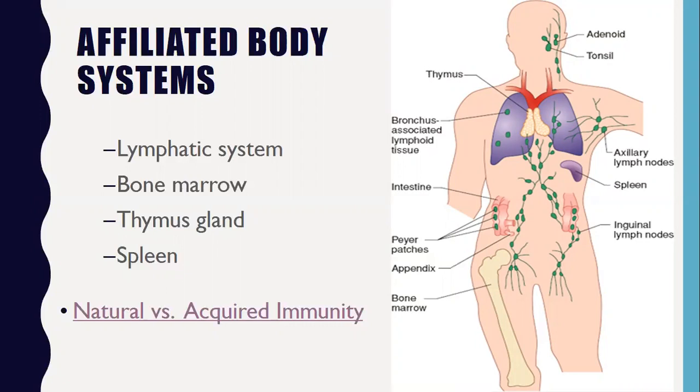Next up, bone marrow. Bone marrow is where white blood cells are made, and we'll get more into white blood cells on the next slide. They come from stem cells and differentiate into different types, which we'll talk about again on the next slide. So they are made in the bone marrow.